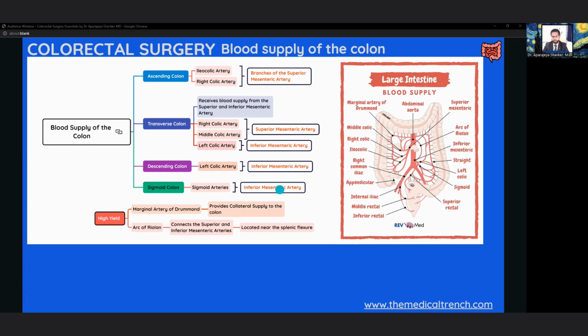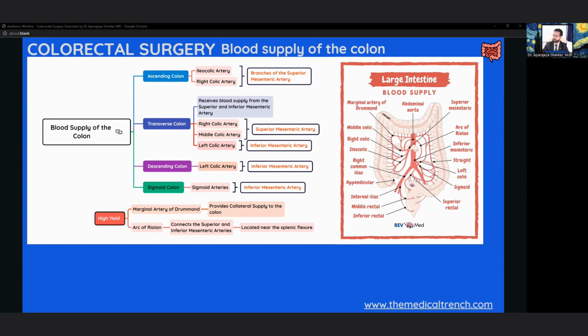Now, the high yield point here, the most important thing that you should remember, is that there are two main arteries. One is the marginal artery of Drummond. It forms a collateral blood flow network by taking supplies from the superior mesenteric artery. And this marginal artery of Drummond actually goes this way, right? And if you look at this image here, it's not very precise, my pointer, but you will see that this is essentially like a side road, and it is giving off multiple smaller roads or smaller vessels that are going to supply the colon.